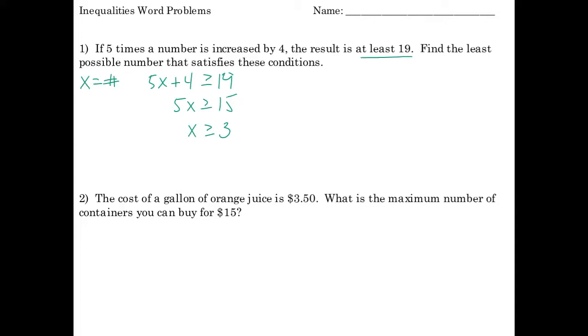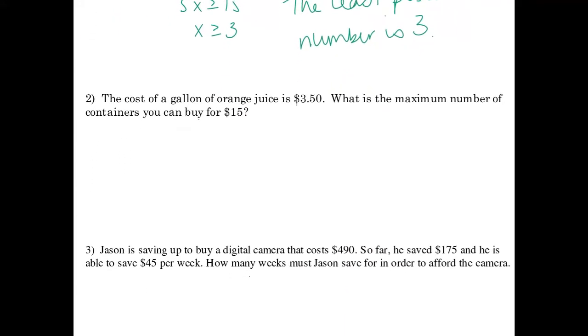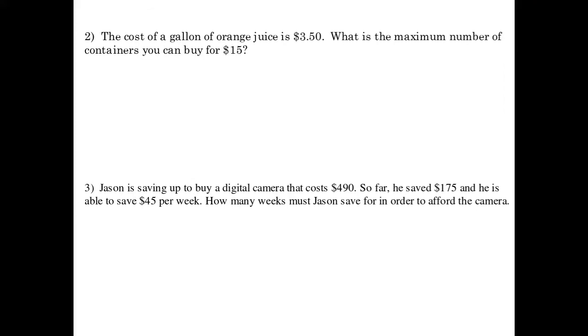And what you should have seen is that X is greater than or equal to 3. So if I want to write a phrase or a sentence to answer their question here, find the least possible number that satisfies these conditions, I would say the least possible number is 3. So 3, 4, 3.75, since they didn't tell us what type, but anything 3 or higher would work for example 1. All right, looking now at example 2.